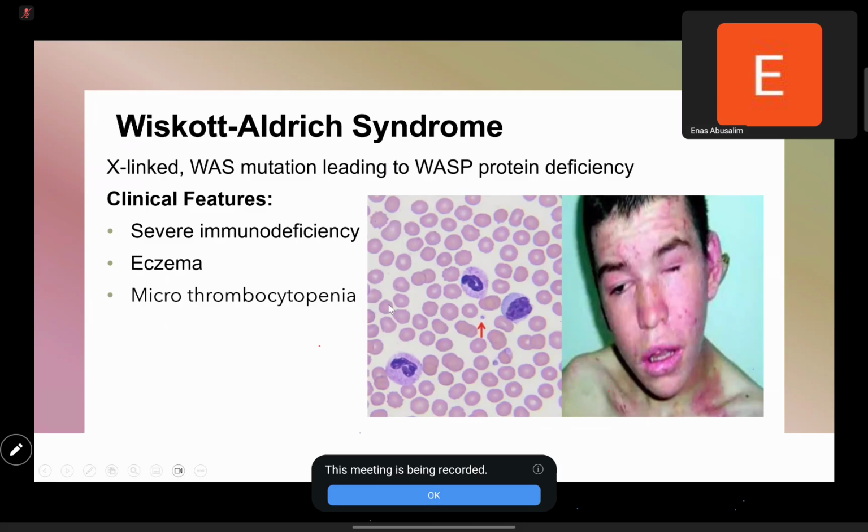Wiskott-Aldrich syndrome is one of the microthrombocytopenias. Look how small the platelet is here. The patient has severe eczema. They have immunodeficiencies, and usually the main issue within Wiskott-Aldrich is the immunodeficiency. So they come with recurrent infections, and it's X-linked. What's the significance of an X-linked disorder?